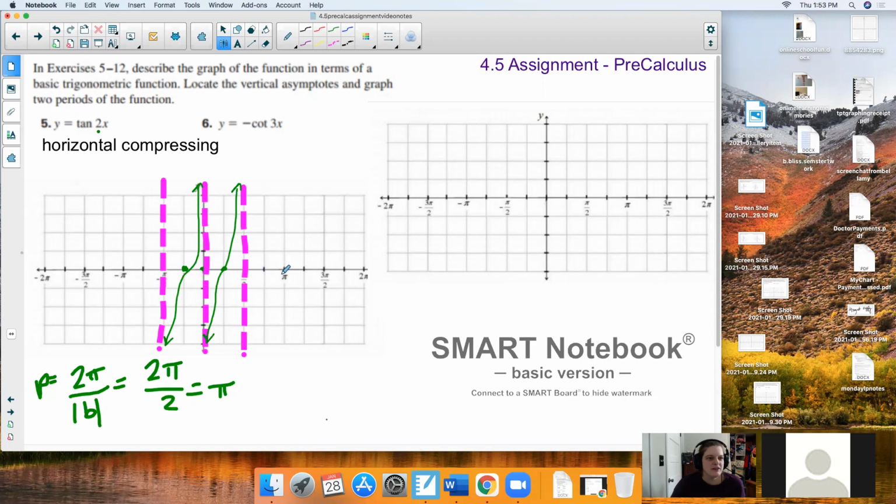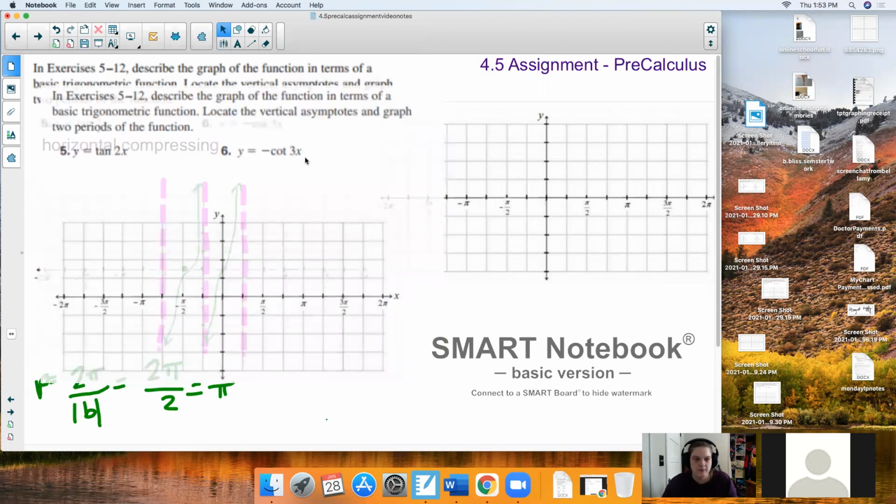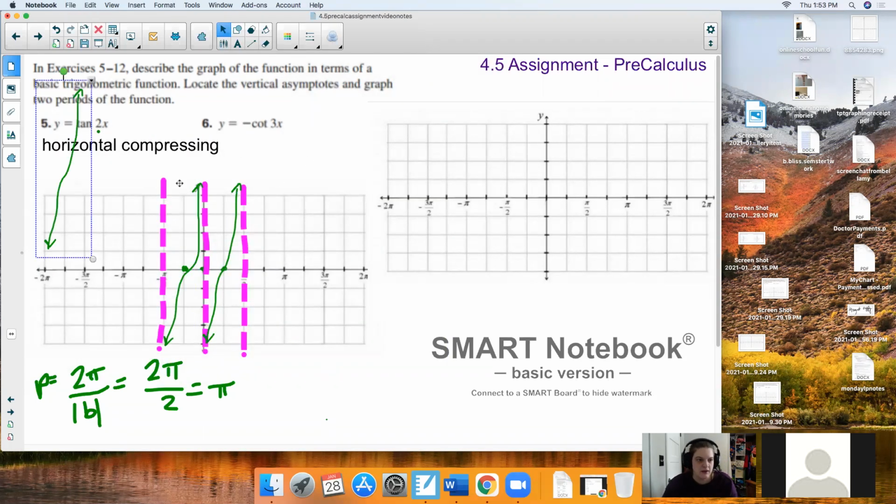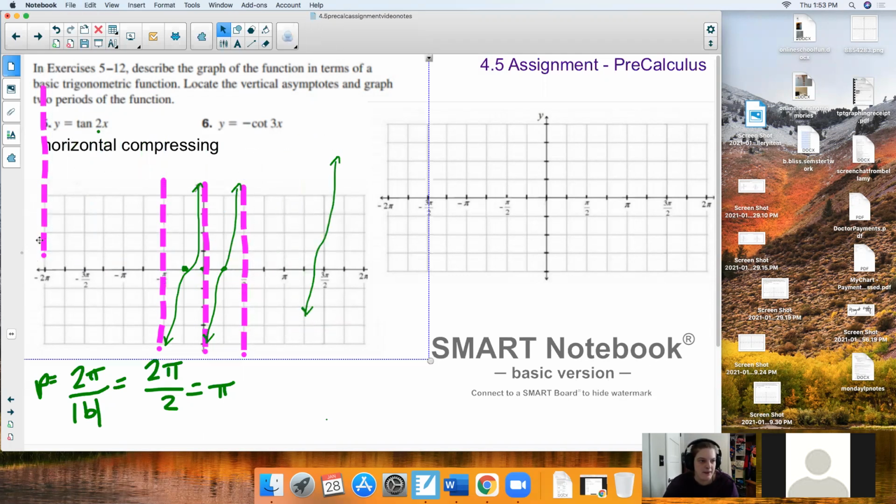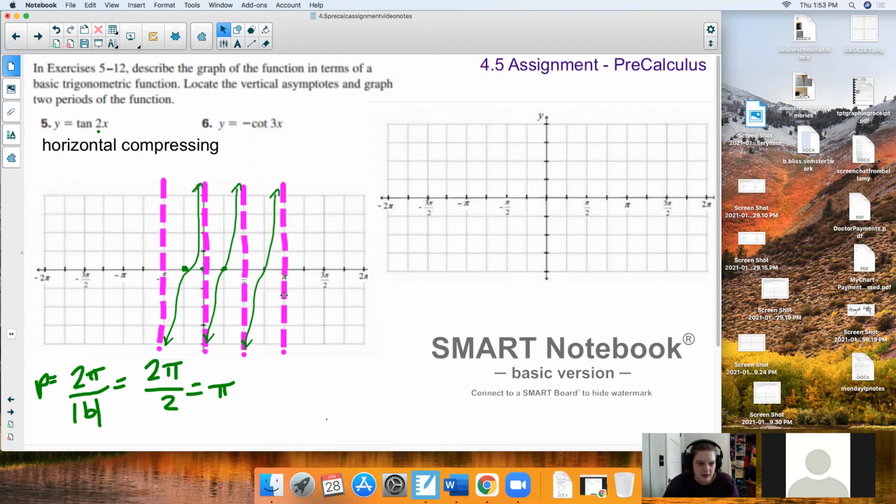Does it say it wants 2 periods of the function? Okay, so let's keep going. Whoops, I want this. No, didn't really want that, wanted that. There we go. And then another one. All right, so this is going to be 2 periods long, because pi is one of the periods.